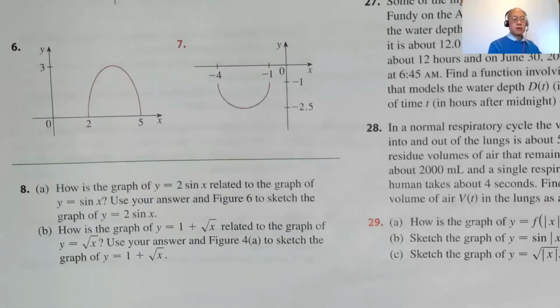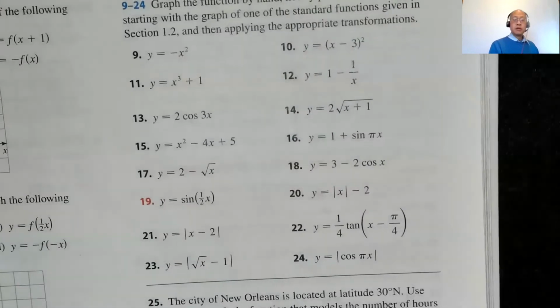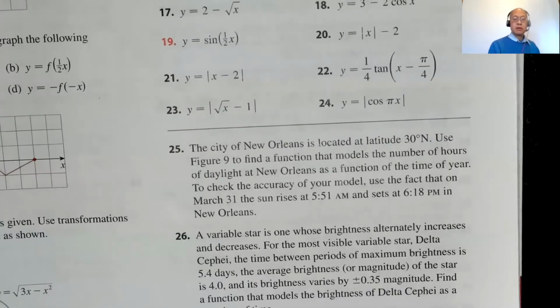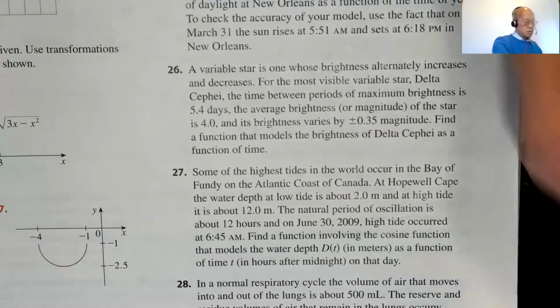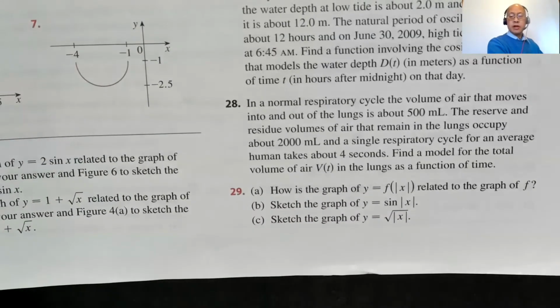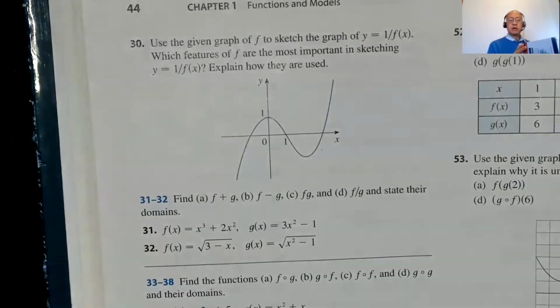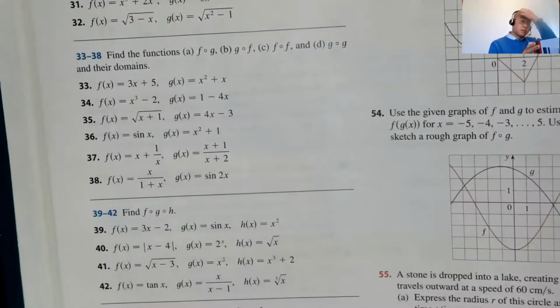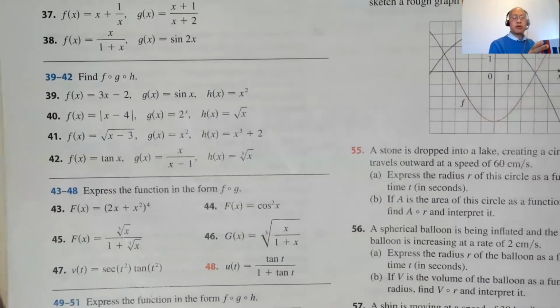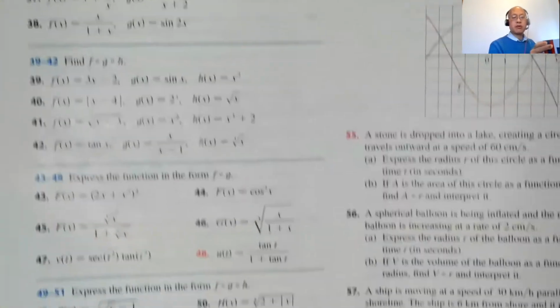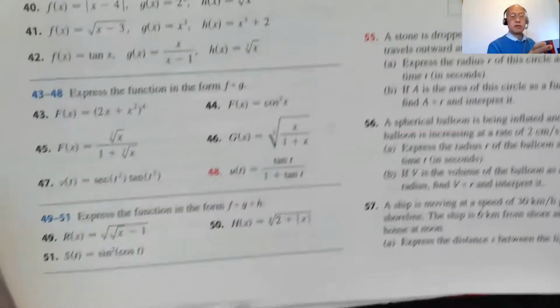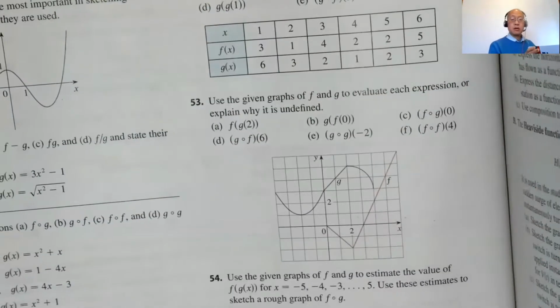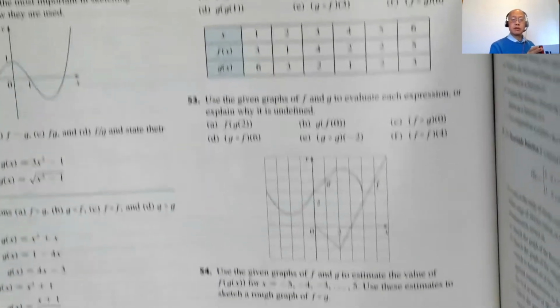And some more over here. Remember, if I'm ever going too fast, you can always pause, rewind, fast forward as much as you want. And they go up to 53, I believe it was.